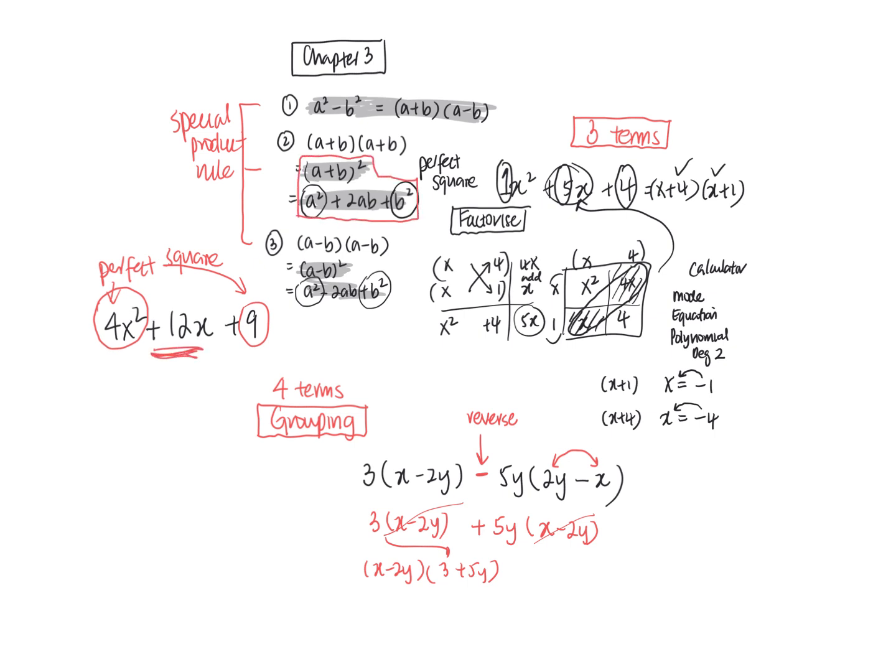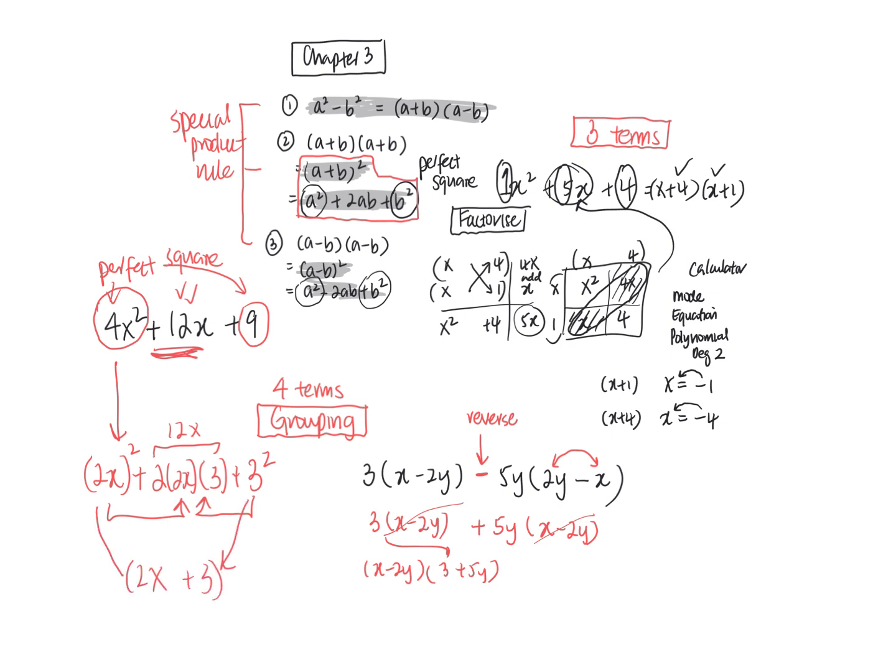This one. So I rewrite this. This is (2x) squared. This at the back is 3 squared. So the middle is always 2ab. So I put my a here, I put my b here. You can see that this thing is 12x, which is correct. So your final answer will be (2x plus 3) squared. So this is how you factorize.